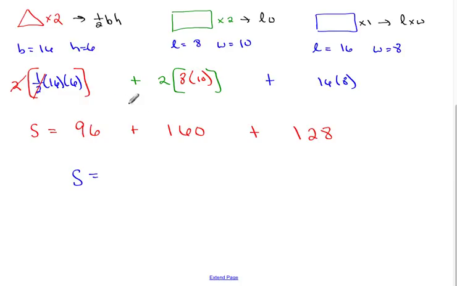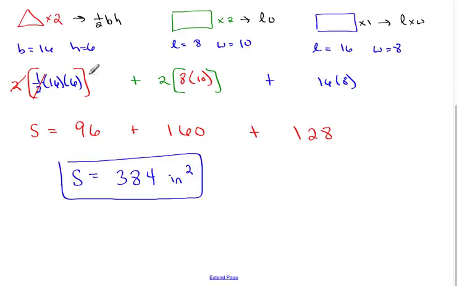What is 96 plus 160 plus 128? And this will give me my final surface area, or total surface area. 384. My units are in inches, so inches squared because it is surface area.